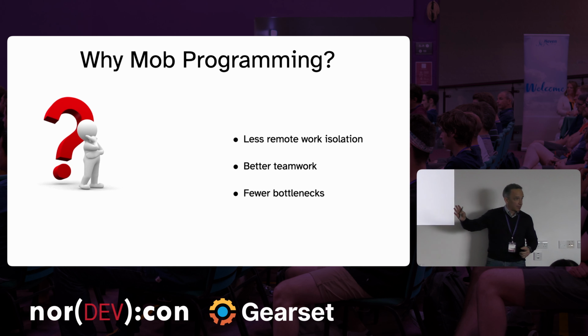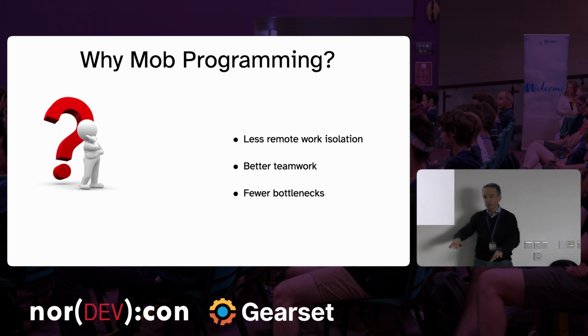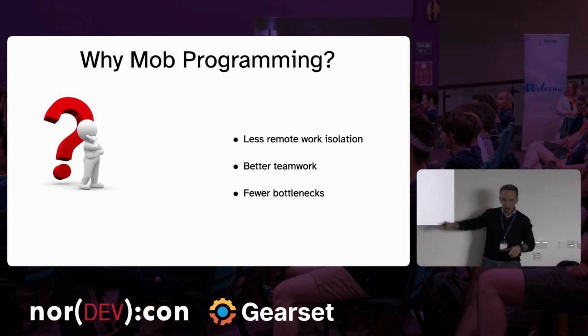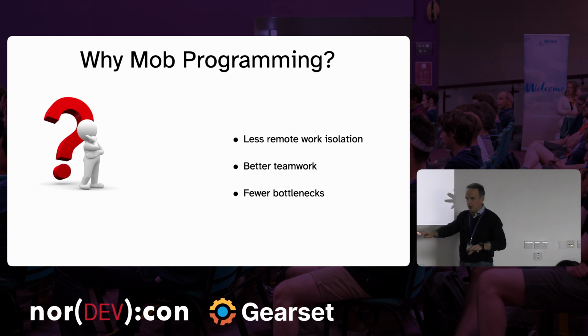Better teamwork. Yeah, because when people interact all the time, they are actually forced to work together to solve differences quickly, and get a better job done. And fewer bottlenecks. This is about the blocking I was mentioning before. When you split work across people to parallelize, somebody gets stuck.